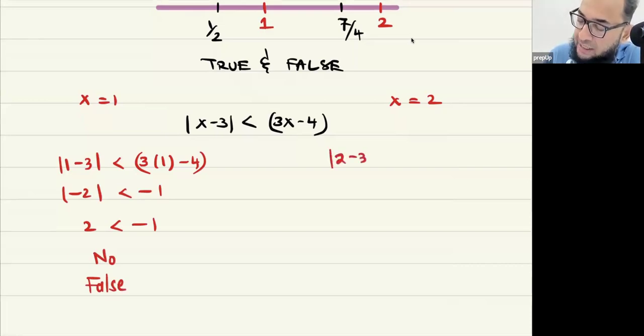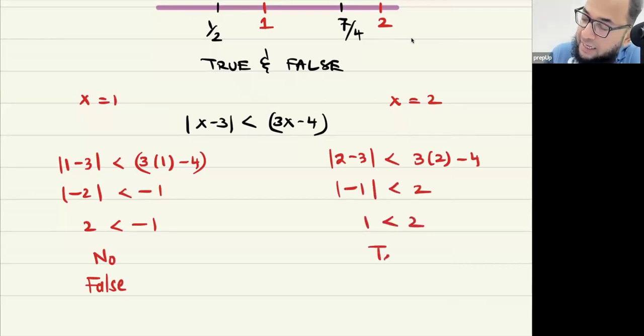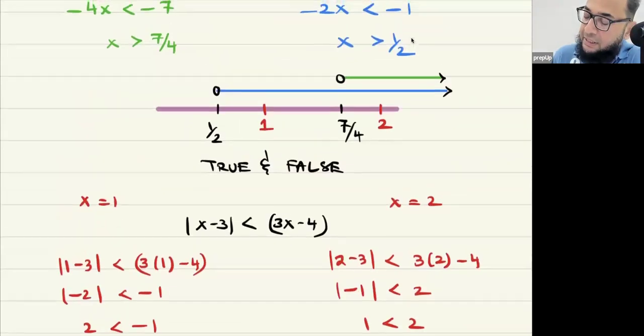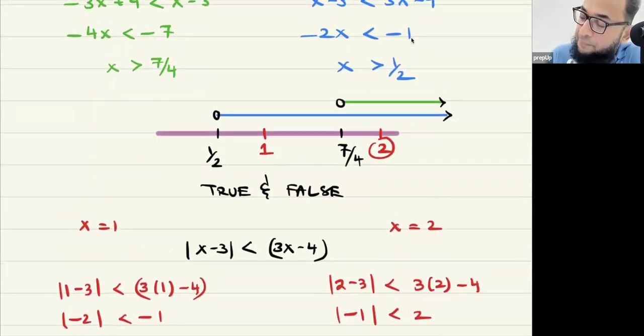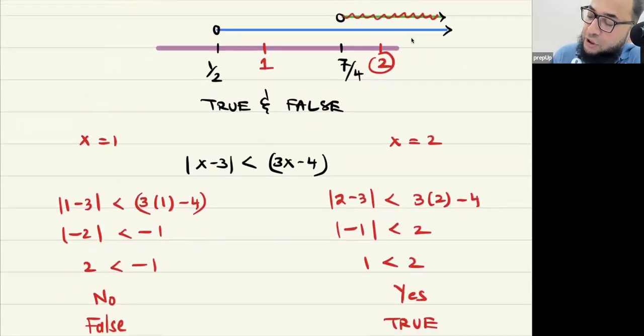Okay. Let me plug in x is equal to 2. The modulus of 2 minus 3, is it lesser than 3 into 2 minus 4? That is the modulus of negative 1 lesser than 2, since 6 minus 4 is 2. 1 is lesser than 2. Yes, that's true. Yes, it's correct. Now this time one part is false, the other part is true. x is equal to 2 represents this region. So this green region is true.